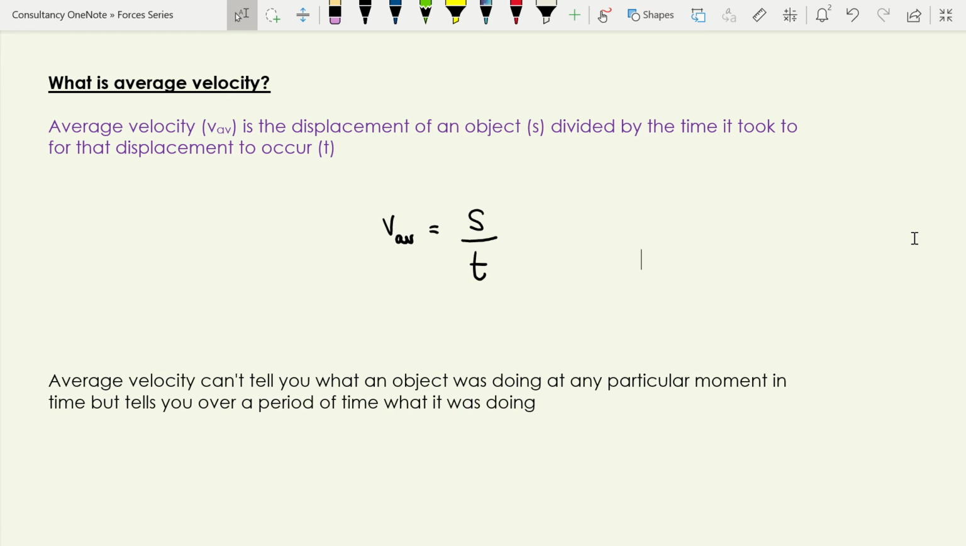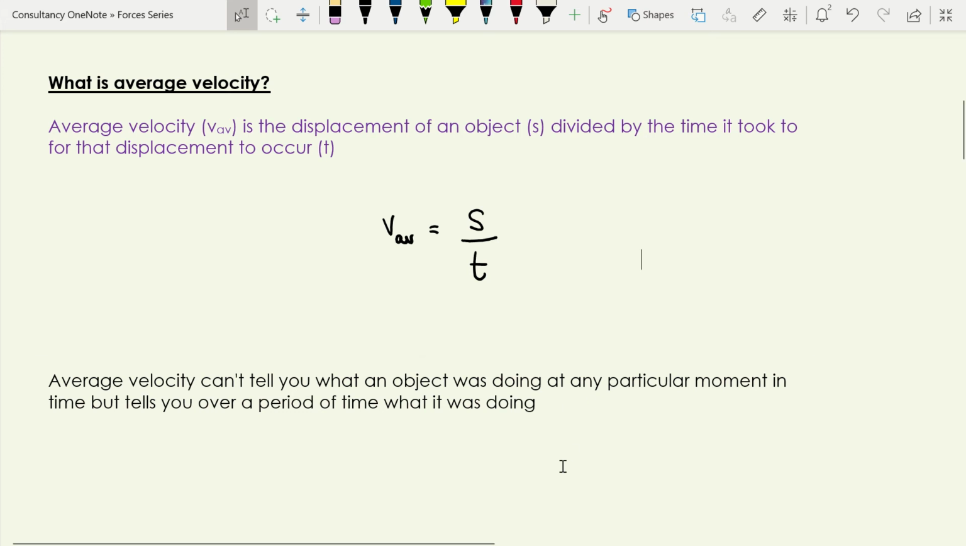Just to add a little to that in terms of what average velocity can tell you and what it can't tell you. Average velocity cannot tell you what an object was doing at a specific moment in time. What it's for is to tell you over a period of time what generally was an object doing, what was its average velocity. Its name kind of says what it's doing.